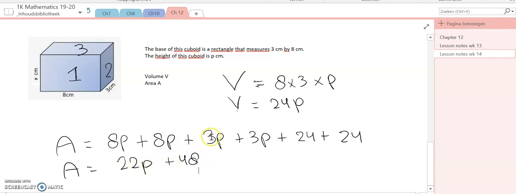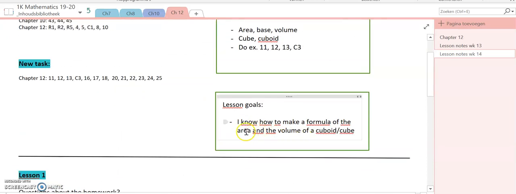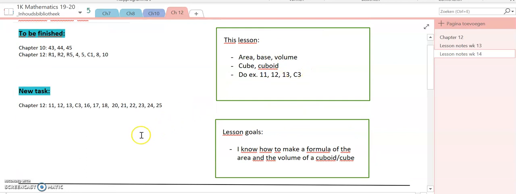Now you should be able to make a formula of the area, de oppervlakte, and the volume, de inhoud, of a cuboid and a cube. Now you can make exercise 11, 12, 13, and C3. Good luck!